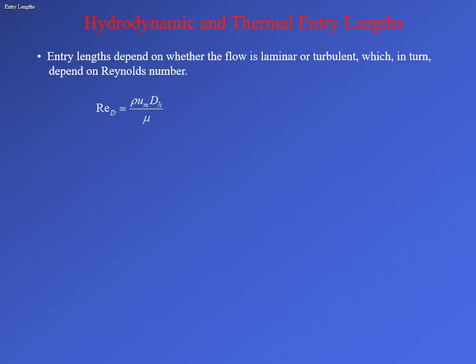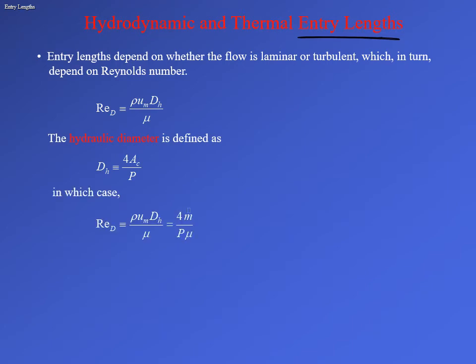Okay, the next discussion is on entry lengths. We said that the flow can be split into two parts. One is the initial developing part, and the other is the fully developed part, where the boundary layers meet. That developing part is called the entry length. I mean, the size of the developing part after which the flow becomes fully developed is called the entry length. And since we have different hydrodynamic and thermal boundary layers, their entry lengths will also be different.